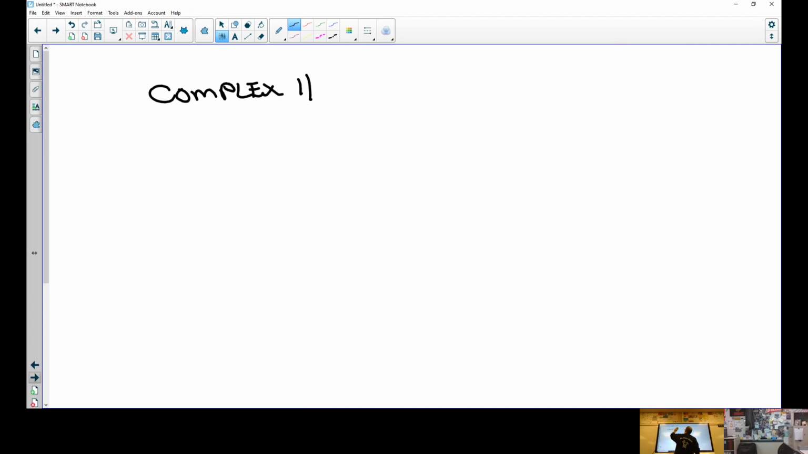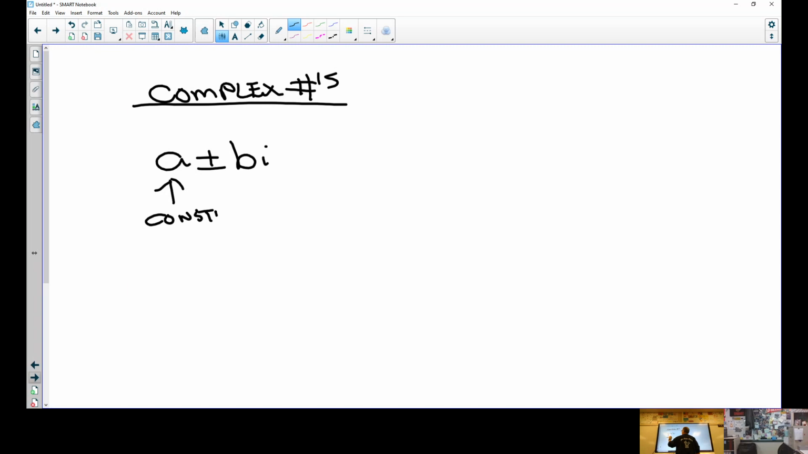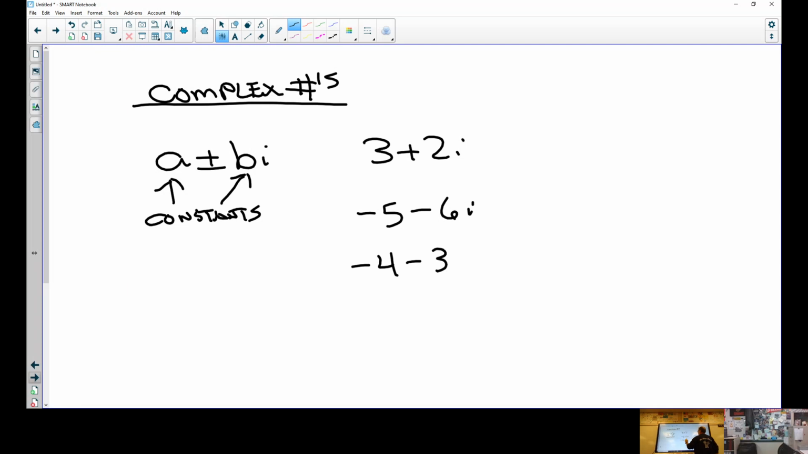Complex numbers come in a certain form, and that form is what we generally consider a plus or minus bi. In other words, this is a constant, meaning it's just a number, and another constant. These are both constants, a and b. So what does that mean? You could have something like 3 plus 2i. You could have -5 minus 6i, -4 minus 3i.